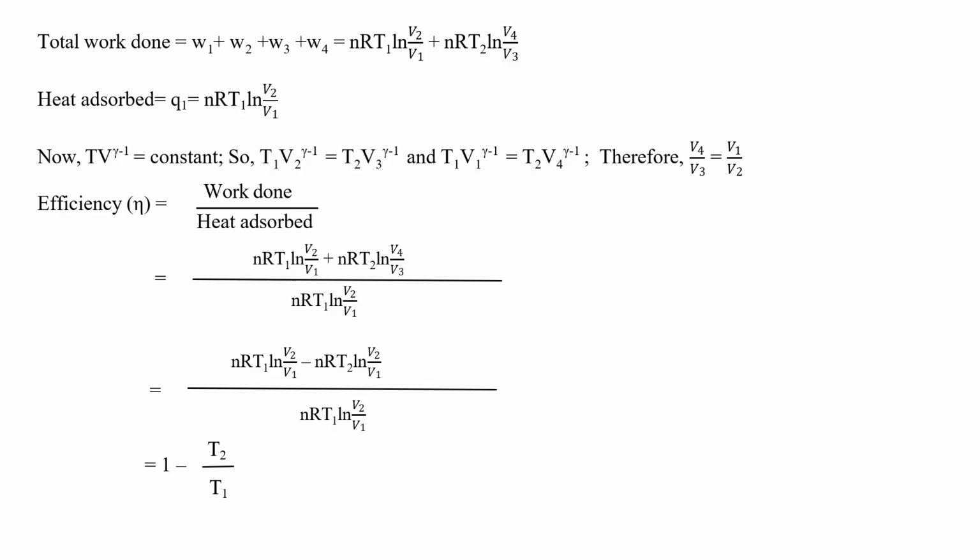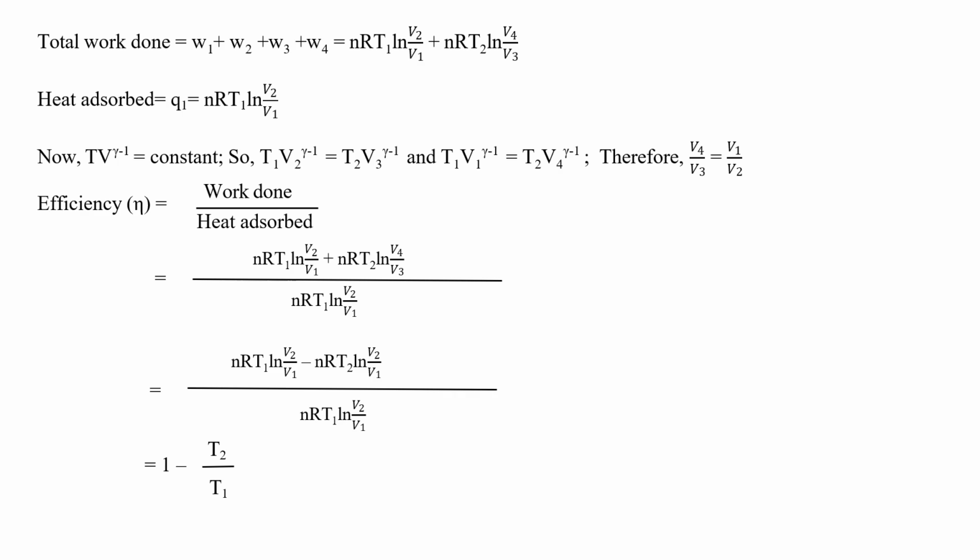Now for an adiabatic process, we can say that T into V to the power gamma minus 1 is constant, where gamma is equal to Cp by Cv. From that relation, for the two adiabatic processes B to C and D to A, we can write T1 V2 to the power gamma minus 1 is equal to T2 V3 to the power gamma minus 1, and T1 V1 to the power gamma minus 1 is equal to T2 V4 to the power gamma minus 1. From these two relations we reach the conclusion that V4 by V3 is equal to V1 by V2.